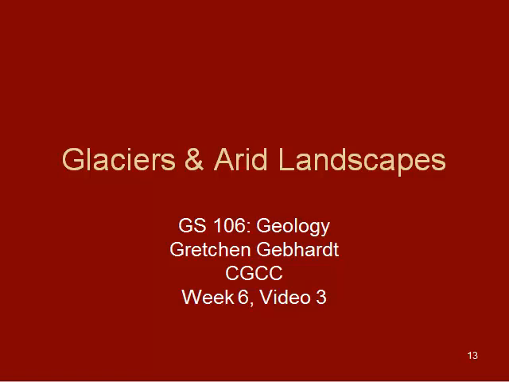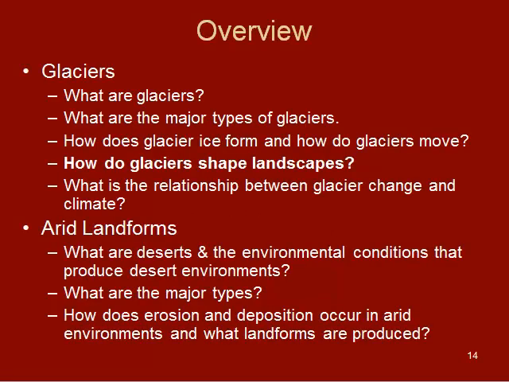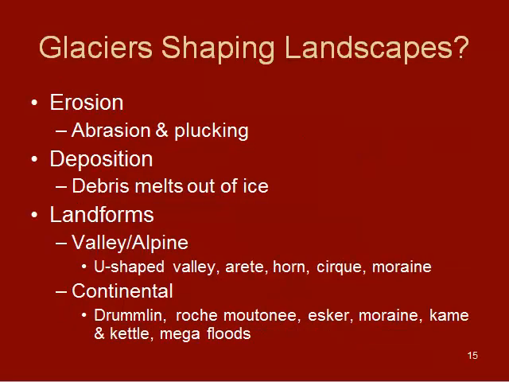In video 3, we're going to explore some of the major types of landforms that result from glaciers shaping the landscape. So the first question is, how does ice carve out the landscape? Well, the erosion that happens is due to both abrasion and plucking. We'll talk about both of those in the next slide.